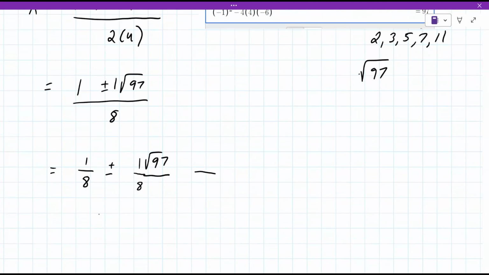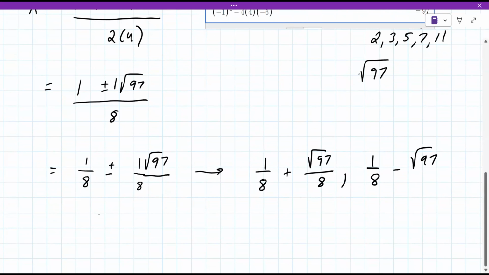Like you just noticed, you have to split apart your answers. 1/8 plus square root of 97 over 8, comma, 1/8 minus square root 97 over 8. This is what's referred to as a conjugate pair. They're only different by the operator in the middle.